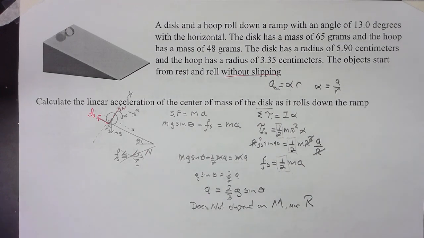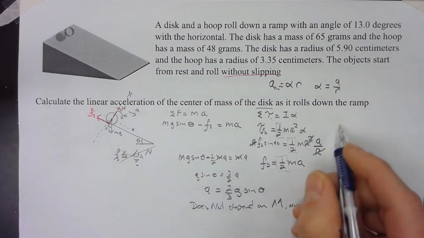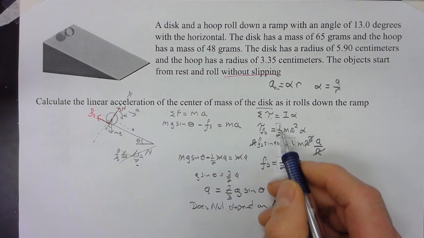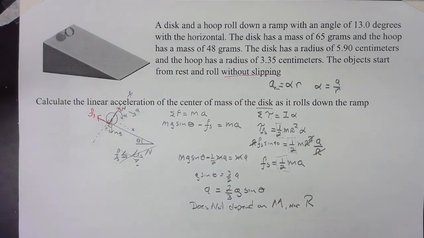I hope that helps you with the problem you're doing. It's an interesting result. We'll talk more about that in class, but rolling down a ramp, it does not depend on mass or radius, or actually even on inertia. It depends on distribution of mass. It depends on the function of the inertia, not on the value of the inertia itself.